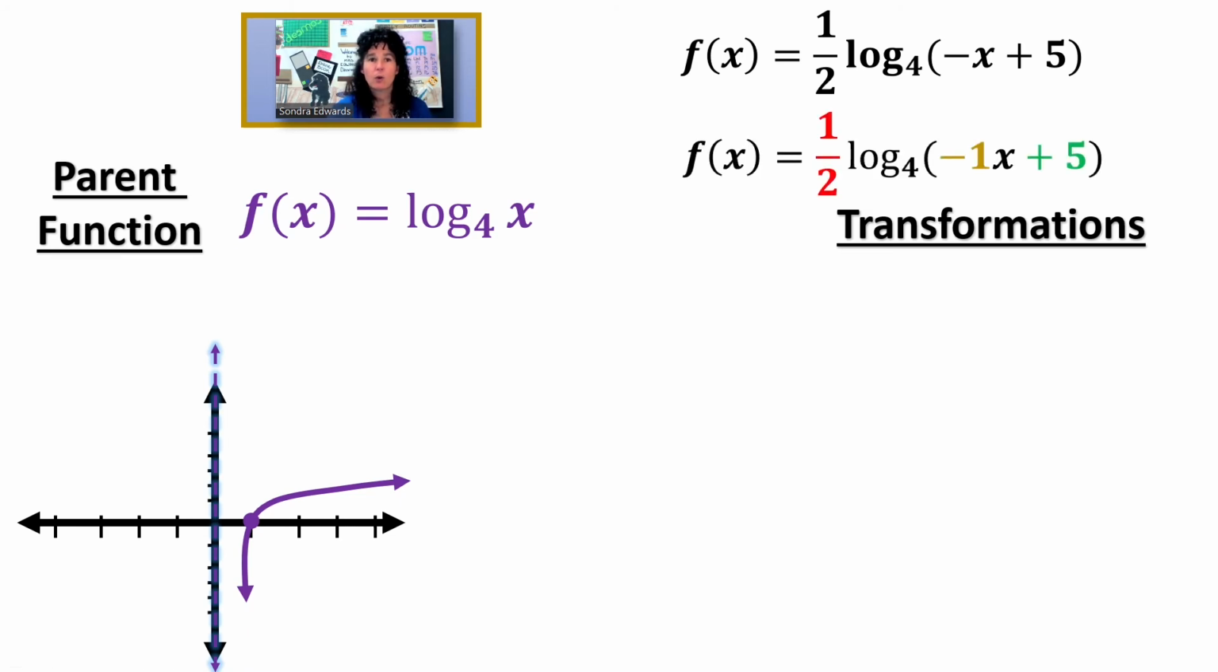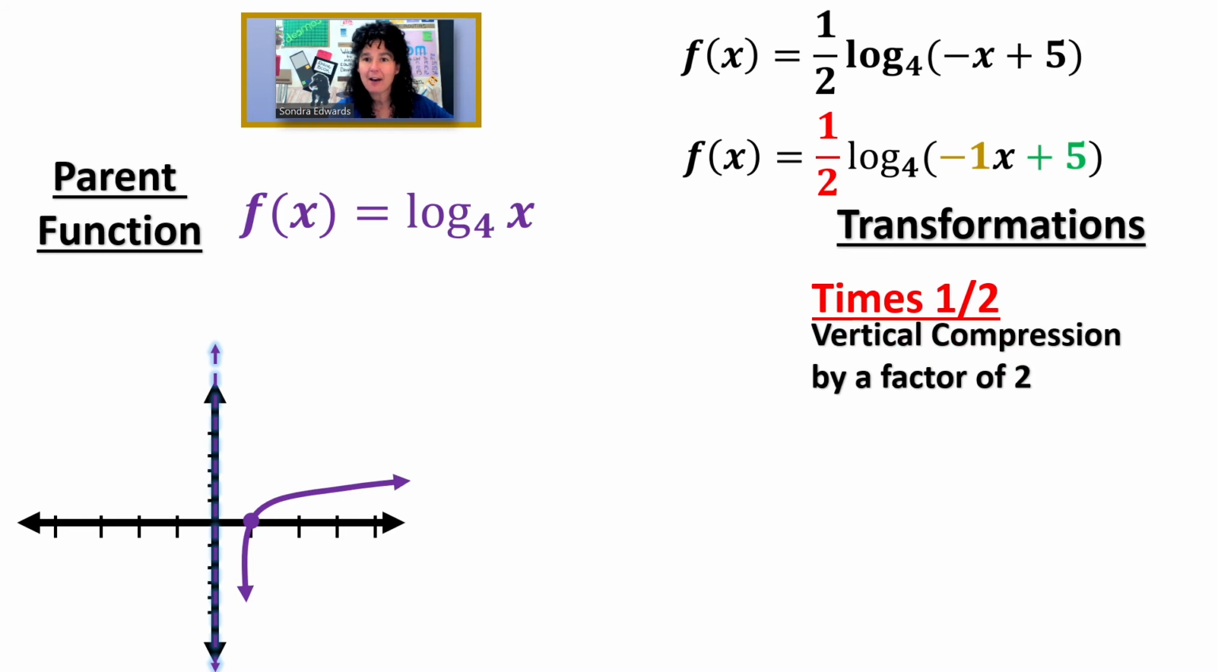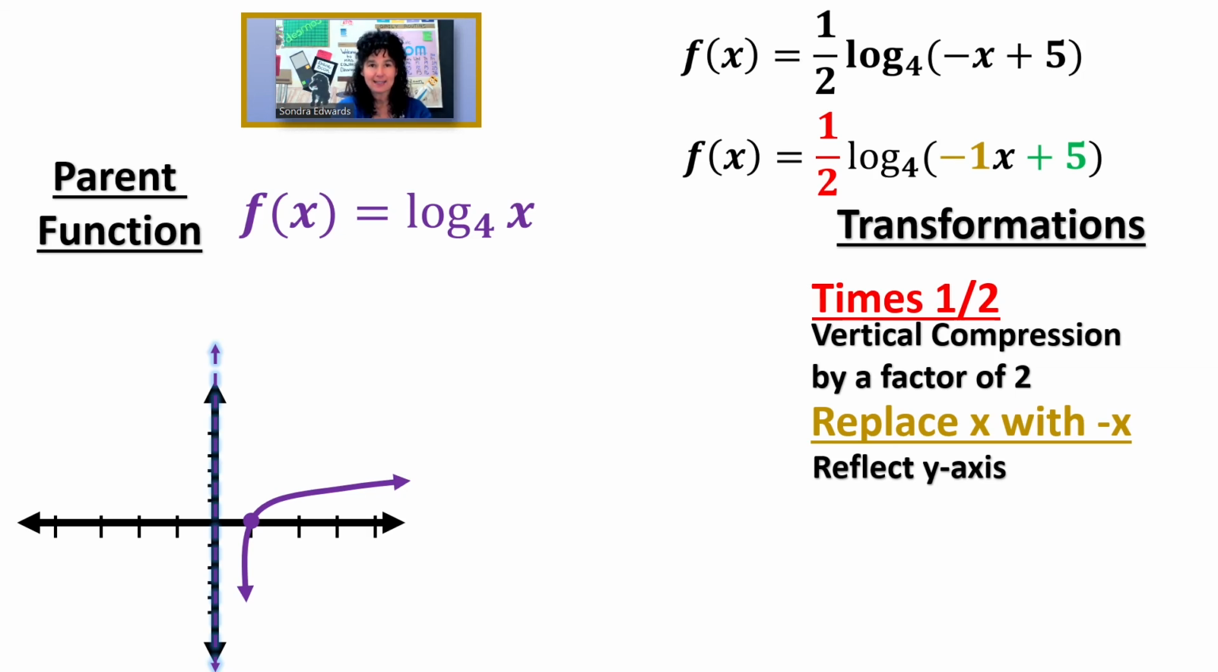Transformations. We wake up in the morning and we stretch. We want to do stretches and compressions first. That multiply by 1/2 is a vertical compression. We're going to squish it this way by a factor of 2. Then before we walk out the door, we check our reflections next. And this -1 times x, when you have it inside of grouping symbols, x was replaced with -x. So that means that we reflect it across the y-axis.